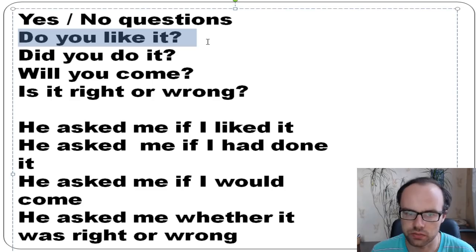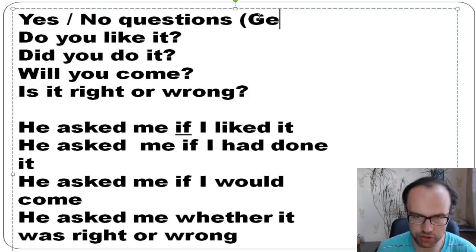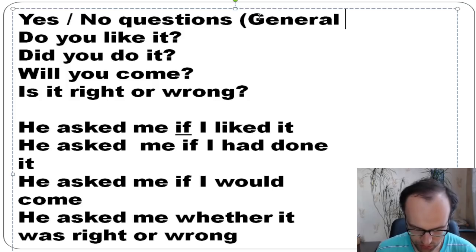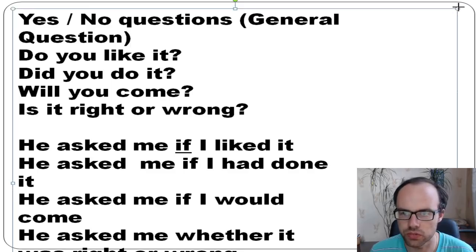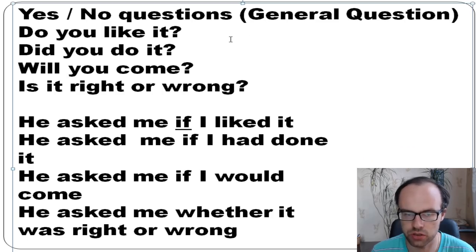So, "Do you like it?" he asked me. If it's a yes or no question, or a general question, we also call it a general question. If your answer can be yes or no, it's a general question. Good. So, "Do you like it?" He asked me if I like it. So you put if.